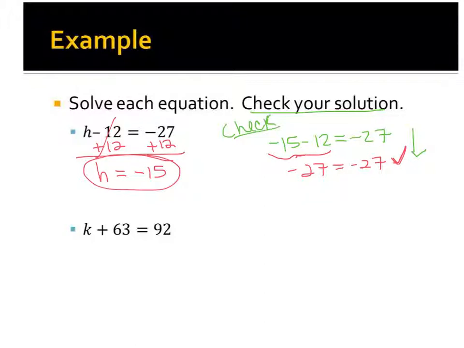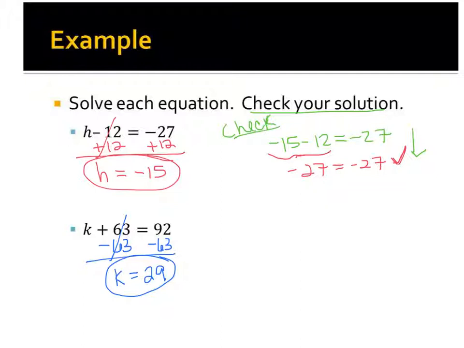So let's look at k plus 63 equals 92. To get rid of a positive 63, I'm going to subtract 63, right? As long as I do the same thing to both sides, it will stay equal. So again, additive inverses, that cancels. K equals 29, and so that is your answer. Remember, you're done when you get the variable by itself.